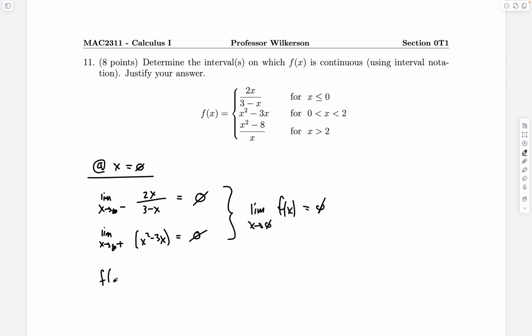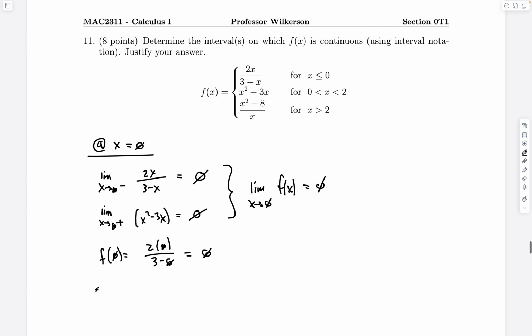I have a limit. Do I have a y value? Well, what is f at 0? Well, I look and I say, all right, this is when x is equal to 0, so I'm going to use this expression. So we plug in 0, and what do you get? You get 0.